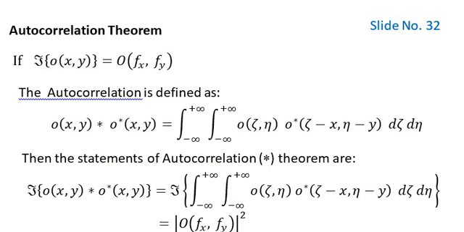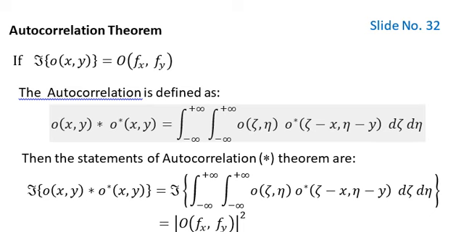Autocorrelation theorem. In the first line we have defined the Fourier transform of the object O at x comma y as capital O at fx comma fy. So this is the Fourier transform of the small object O, and is given on the right hand side. The autocorrelation theorem is defined as the object O at xy autocorrelated with the complex conjugate of O at xy. So you see that on the left hand side this is actually a definition.